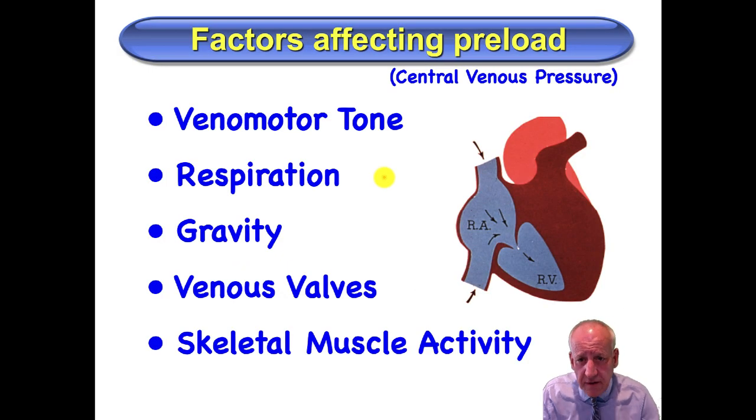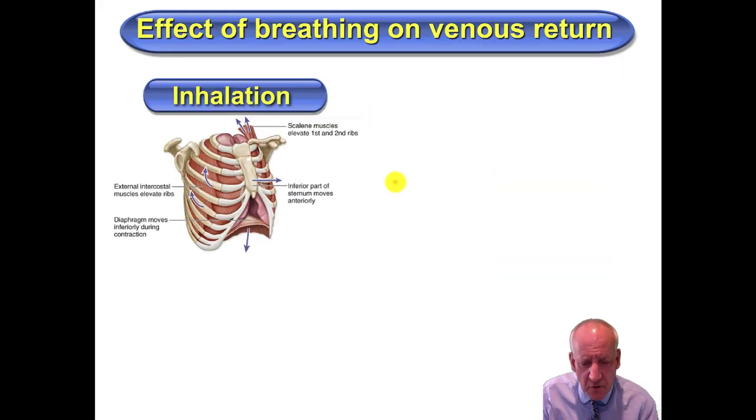Okay, so far we've looked at the effect of venomotor tone on preload. There are 4 other important factors determining preload: respiration, gravity, venous valves, and skeletal muscle activity. Let's take a look at those one at a time. First, respiration. Every time we inhale, venous return surges back to the right heart.